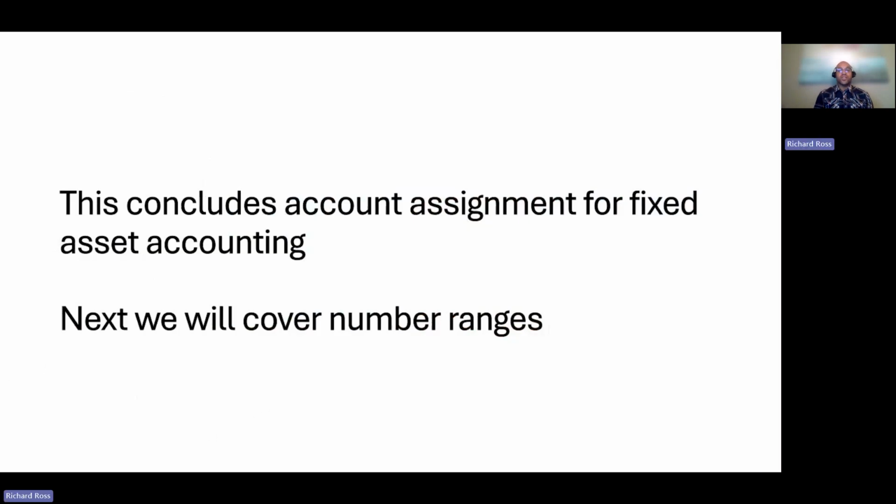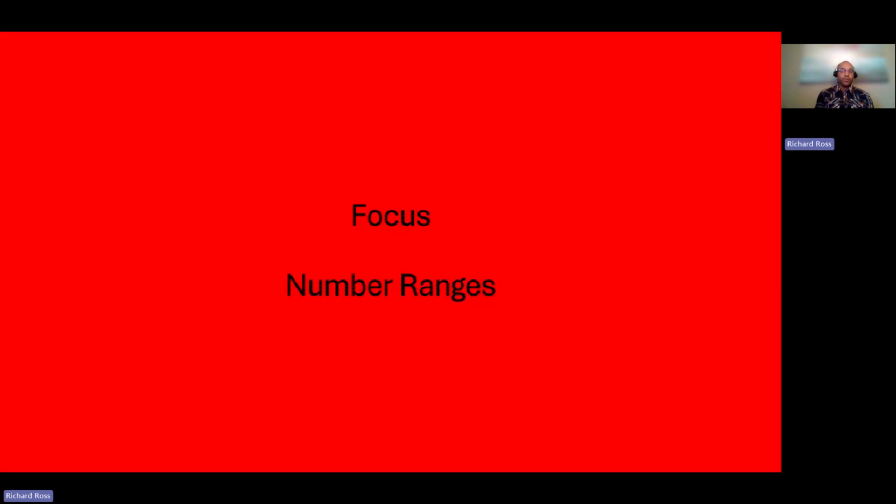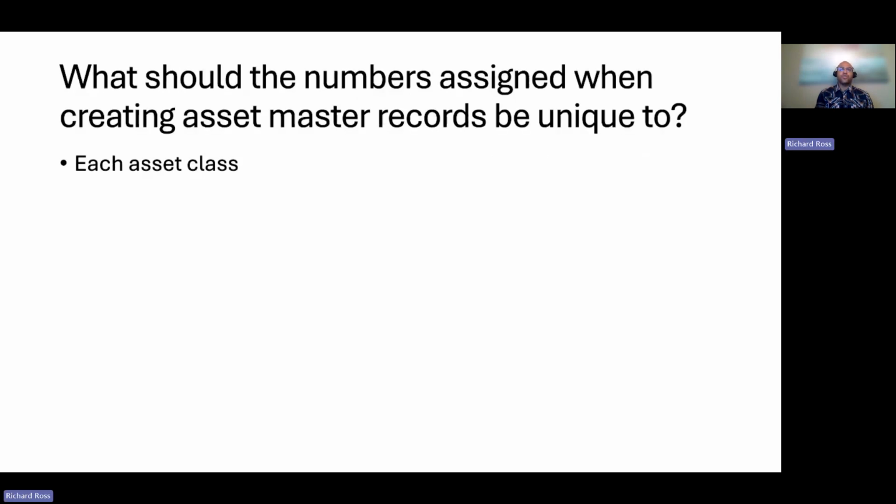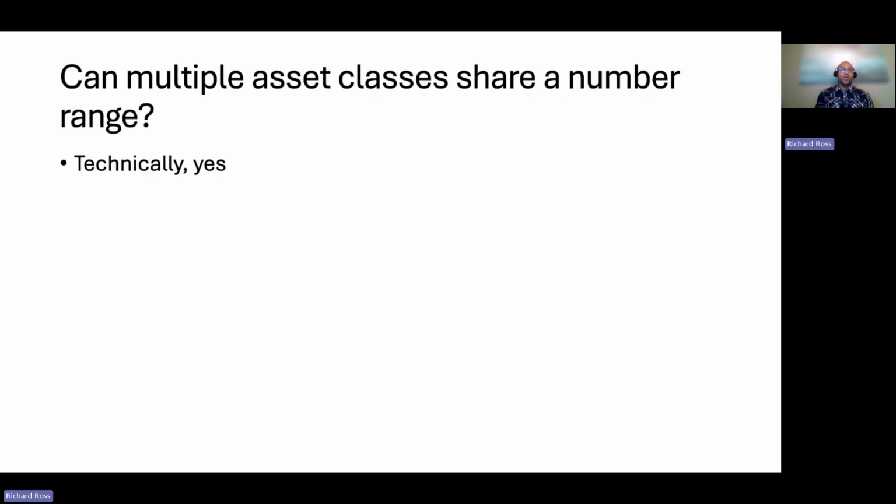This concludes account assignment for fixed asset accounting. Next, we'll cover number ranges. Focus now, number ranges. What do number ranges define? The numbers assigned when creating asset master records. What should the numbers assigned when creating asset master records be unique to each asset class? Can multiple asset classes share a number range? Technically, yes.